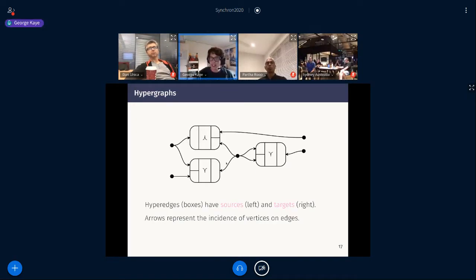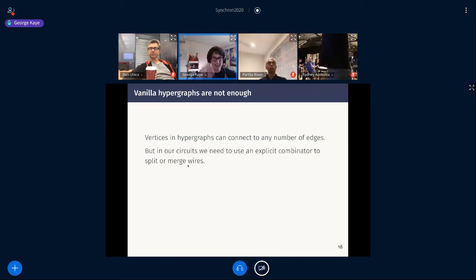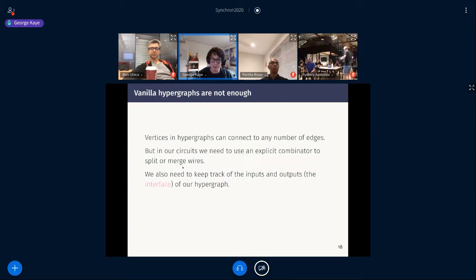So we can already see how these hypergraphs might relate to the informal diagrams I showed earlier. We have our boxes to represent our gates or whatever, and then these vertices represent the wires between boxes. But we might already see we've got some problems. Vertices in hypergraphs can connect to any number of edges. But obviously in our circuits, we can't just split wires at will. We have to use these explicit combinators. So we might need to consider that. And also we want to keep track of the inputs and the outputs to our circuit, because otherwise we wouldn't be able to do anything.